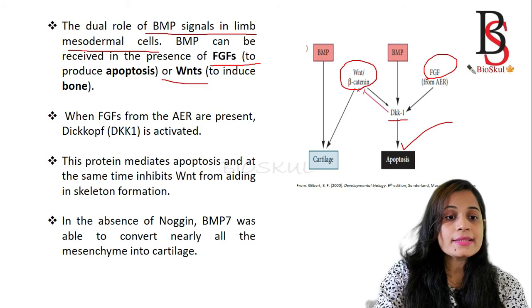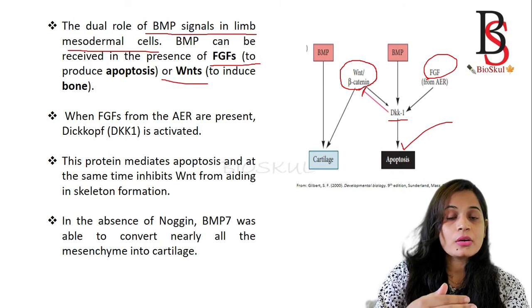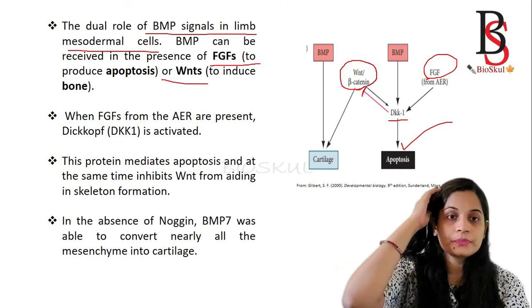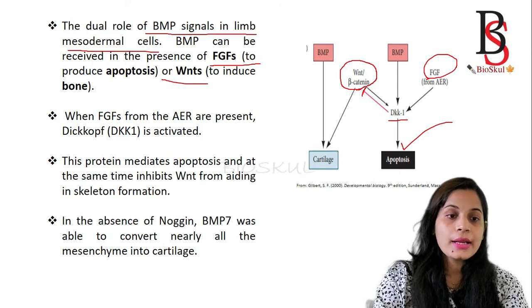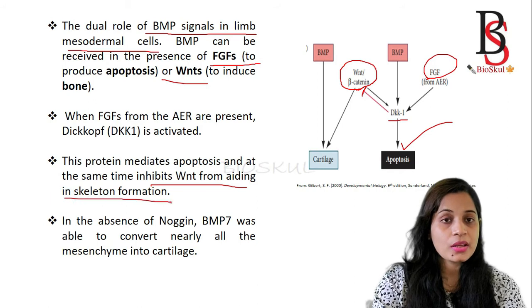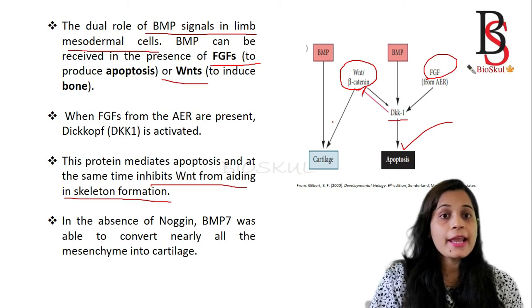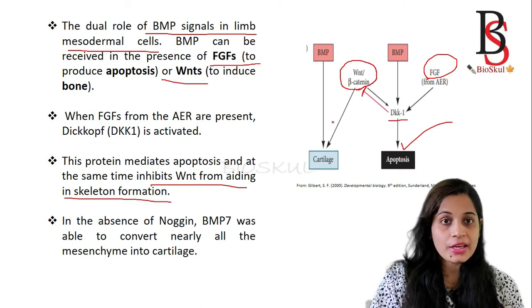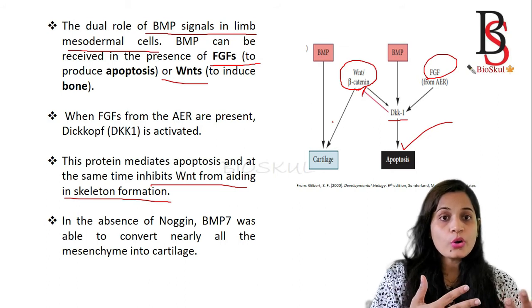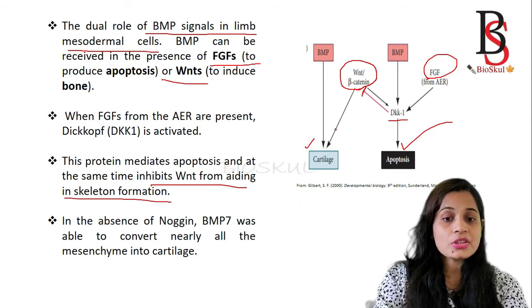Okay. If the Wnt beta-catenin protein is inhibited, then it prevents skeleton formation. The DKK1 protein inhibits the Wnt and beta-catenin, and inhibits Wnt from taking part in skeleton formation. Okay. Because the Wnt and beta-catenin proteins are required for the formation of joints, and as they are inhibited by the DKK1 protein, it cannot form the bone or the skeleton, and that will lead to the formation of cartilage.